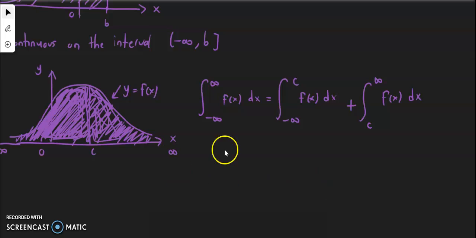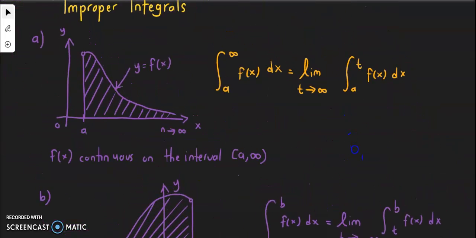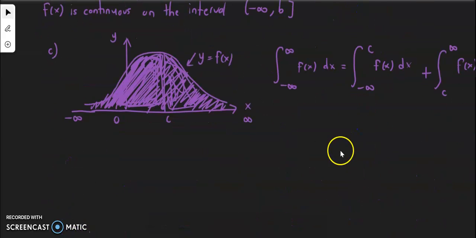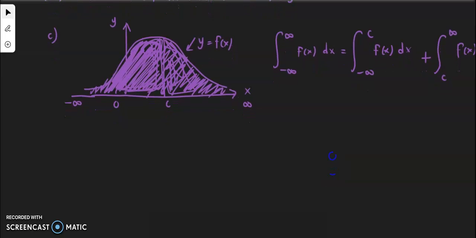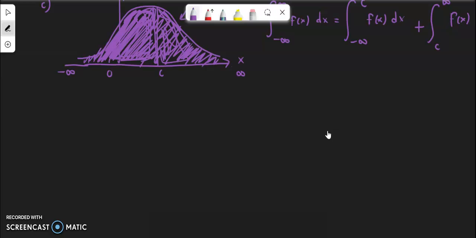So these are three cases where the limit for an improper integral takes place. You say the solution is convergent if the limit is finite and divergent if the limit does not exist. So let's look at one example where the case is case C.